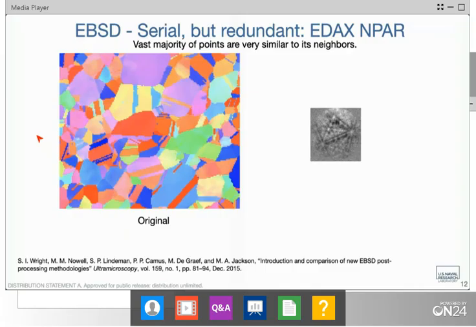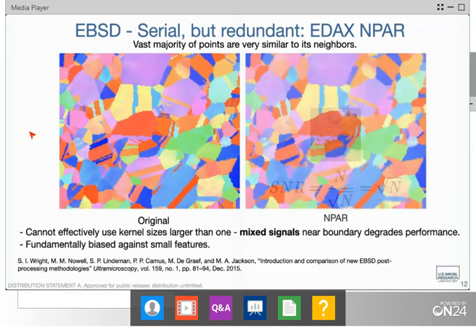Now there are some things that come out of this. That's because your signal to noise is increasing faster. The signal is increasing faster than your noise. So there's a benefit to doing more and more patterns in terms of averaging, but there are some detractions to that too. One of the problems is that you can't use kernel sizes that are much larger than basically your nearest neighbors. The amount of mixing that happens between patterns at the grain boundaries becomes too great. You start losing the ability to index those patterns, and it's fundamentally biased against small features.